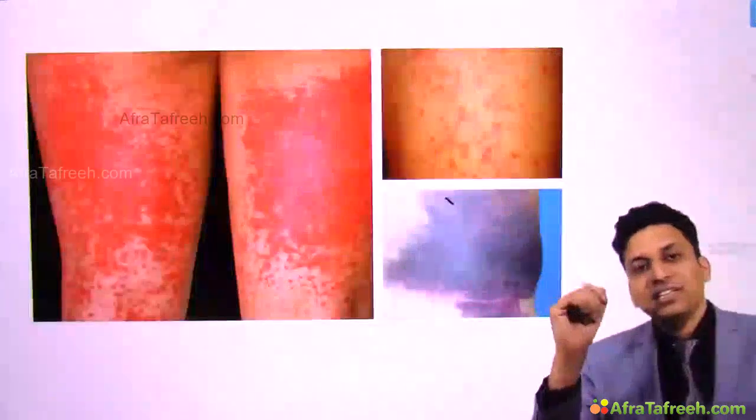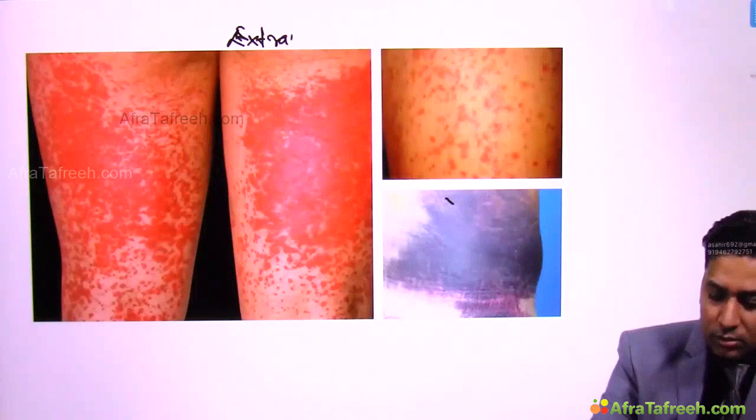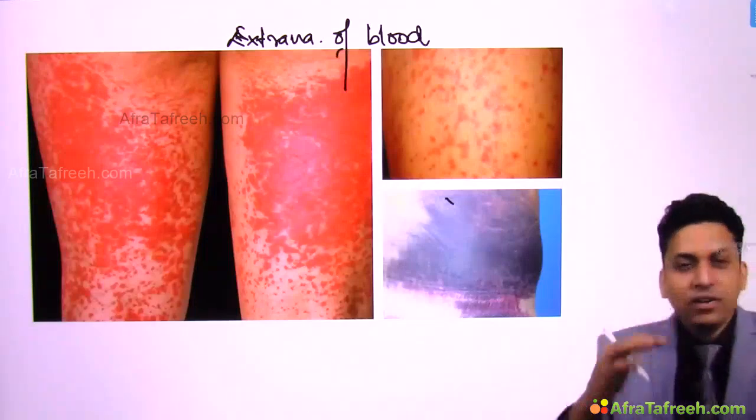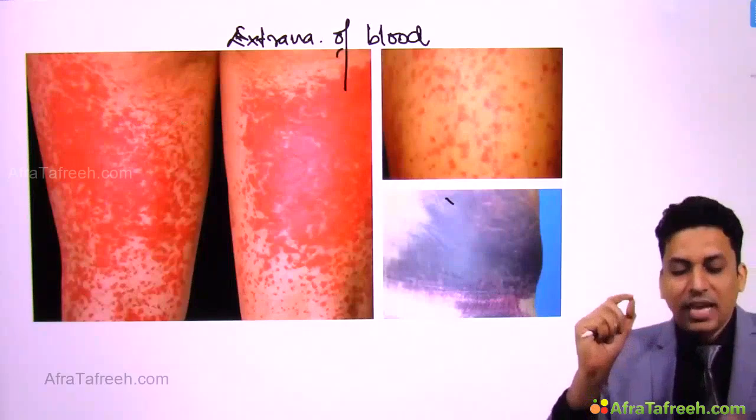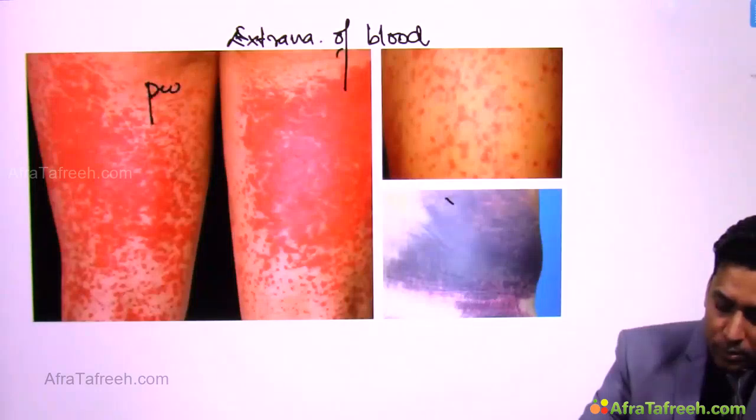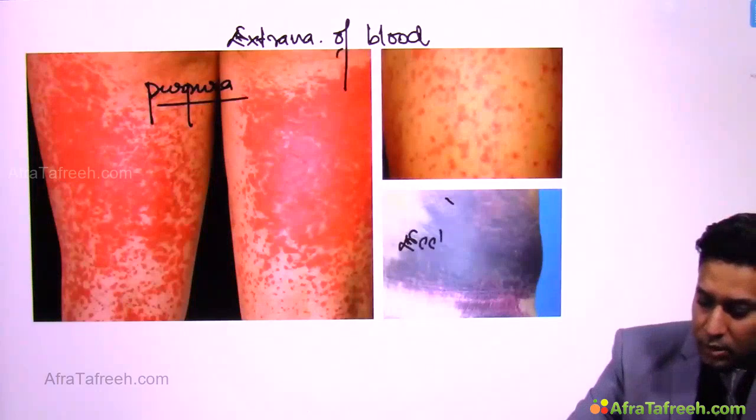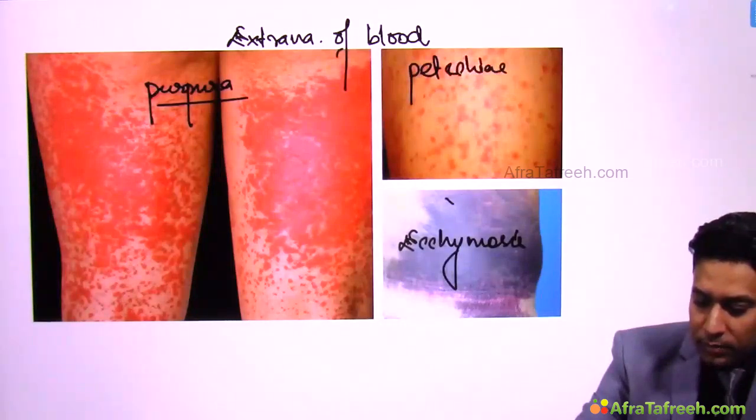Okay, now sometimes there is extravasation of the blood. These lesions are formed due to extravasation of blood. That is, the blood has come out of the capillaries and accumulated beneath the skin. Now this can be of three types. It can be purpura, it can be ecchymosis, or it can be petechiae.